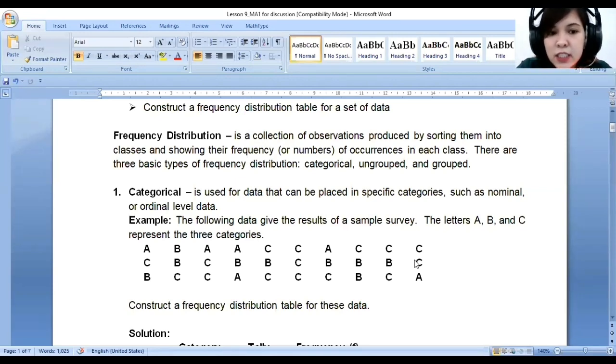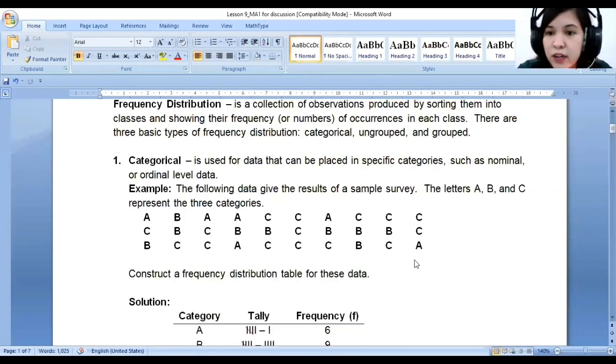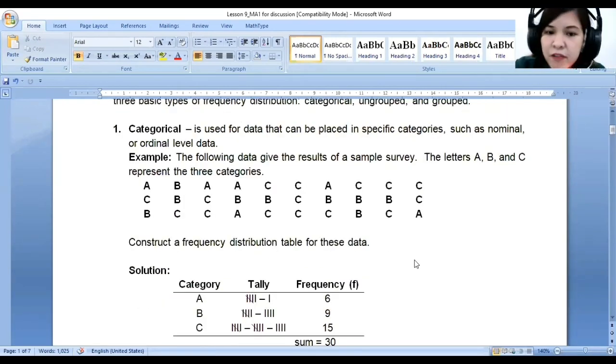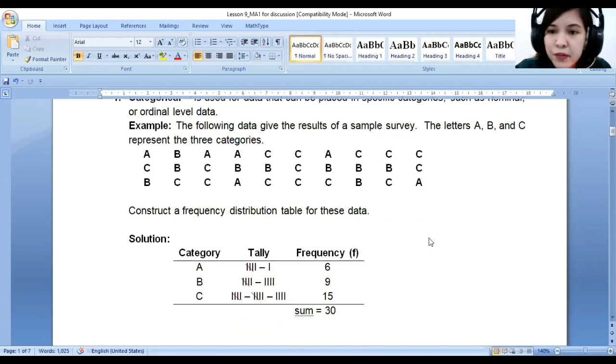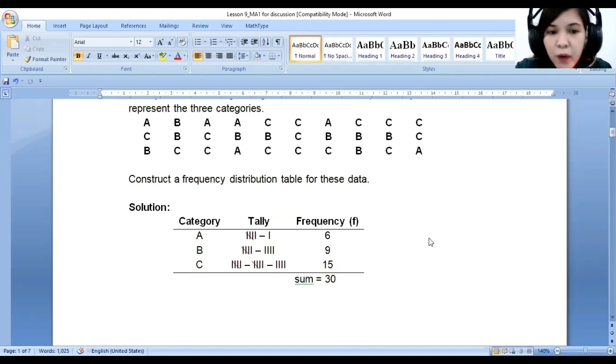Let's say, for example, the following data give the results of a sample survey. The letters A, B, and C represent the 3 categories. So, we have 30 results or letters. So, you need to construct a frequency distribution table for this. So, as your result show up, so we have here, ayan, yung resulta, nakita nyo? So, we have here 3 columns table, wherein the first column labeled as category, we have the 3 categories A, B, C. Then, afterwards, tally. If that is necessary, you need to put tally. Then, the last column is the frequency, the counts, the number of occurrences per letter.